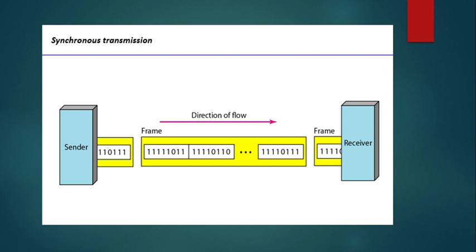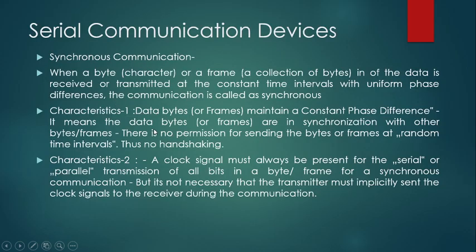With the help of a clock pulse, this synchronous transmission is going to occur, and you have to see that all the data frames are in sync with each other, that is, at a constant phase difference. That is the characteristic. A clock signal always has to be present for synchronous communication, but it is not necessary that the transmitter must explicitly send the clock signals to the receiver during the communication.